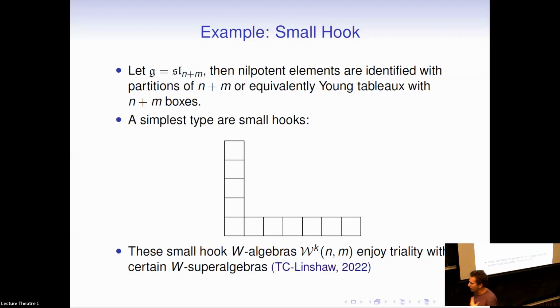And the Gaiotto-Creutzig conjecture says that if you take such a hook type W-algebra, you also have two W-superalgebras of type SL(N'|M'), where N' and M' are related to N and M. I always forget the precise relation. And their cosets are actually isomorphic to the cosets of this hook type W-algebra. And indeed, we were able to prove this conjecture.